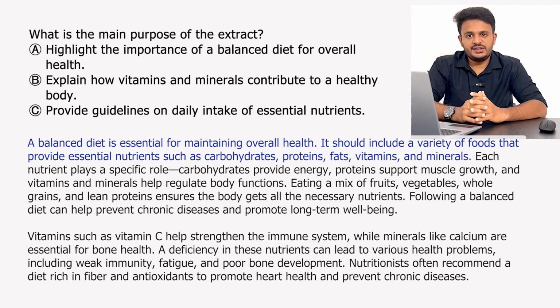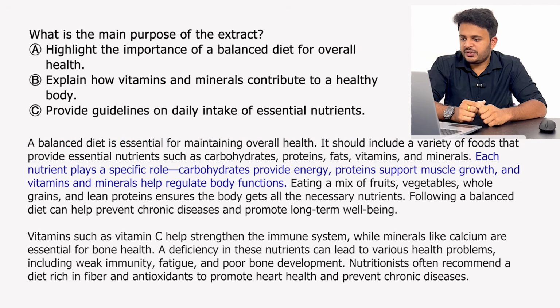Let's start with the first sentence. A balanced diet is essential for maintaining overall health. It should include a variety of food that provide essential nutrients such as carbohydrates, proteins, fats, vitamins, and minerals. Now, you can see that the extract starts by stressing the importance of a balanced diet. Then it states what are the macronutrients that need to be included in a balanced diet. Moving to the next sentence.